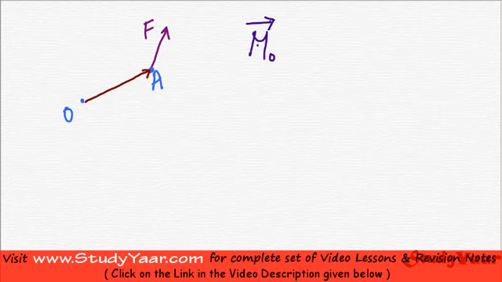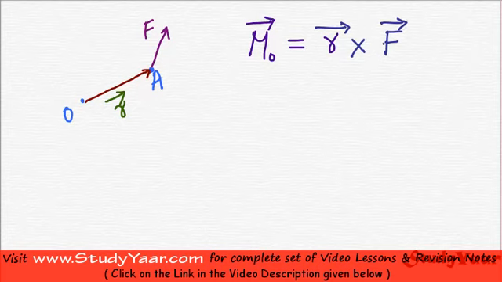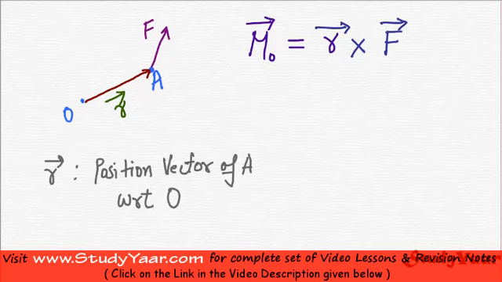Moment is a vector. So that vector is equal to the cross product of the position vector of A with respect to O and the force itself. Now since I am saying that it is a vector, it must have a direction.